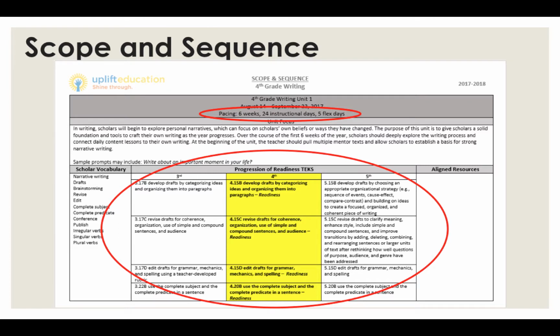My final highlight for this section is the progression of readiness TEKS. This has been extremely helpful to me while lesson planning, particularly with the grammar. I think it's really nice to see what scholars should have learned in 3rd grade, what we need to teach them in 4th grade, and finally, what they'll be asked to do when they get to 5th grade. Exploring this section of the scope and sequence will really help you see how to push those high-performing scholars, as well as support those who had some deficiency from previous years.